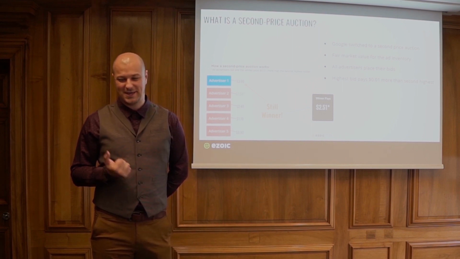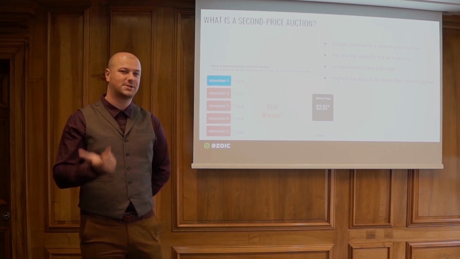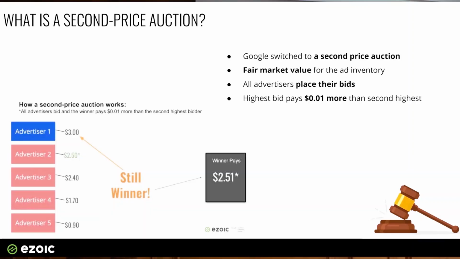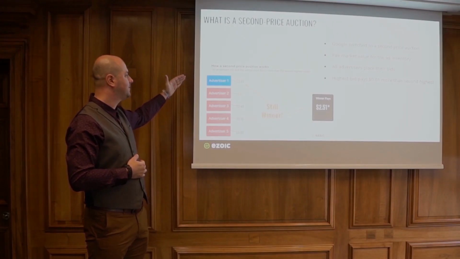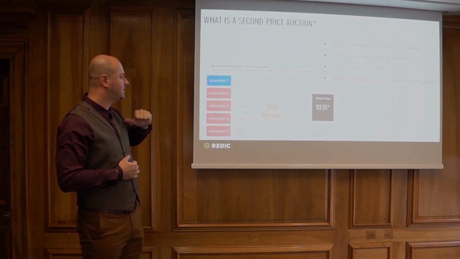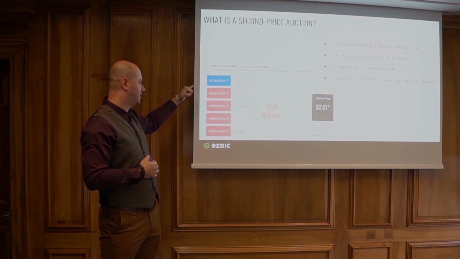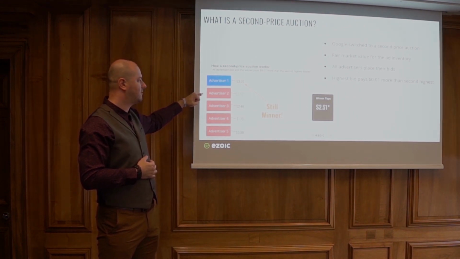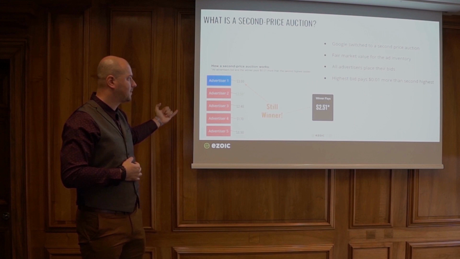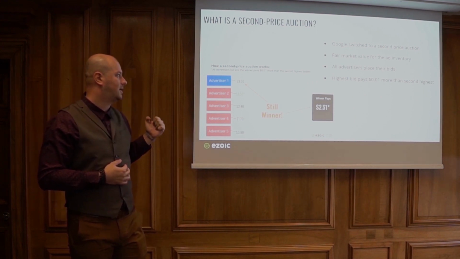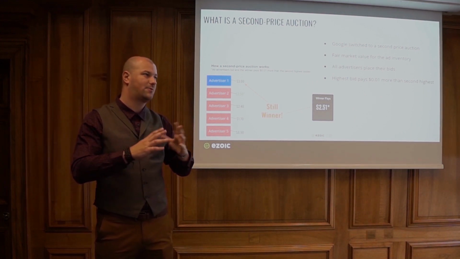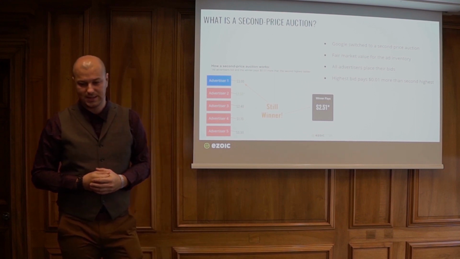And then they decided to switch to a second price auction. The second price auction had a catch. Even though you are the highest bidder for a certain ad unit, you would pay just 1 cent above the second best price, which allowed a fairer marketplace of the ad inventory.